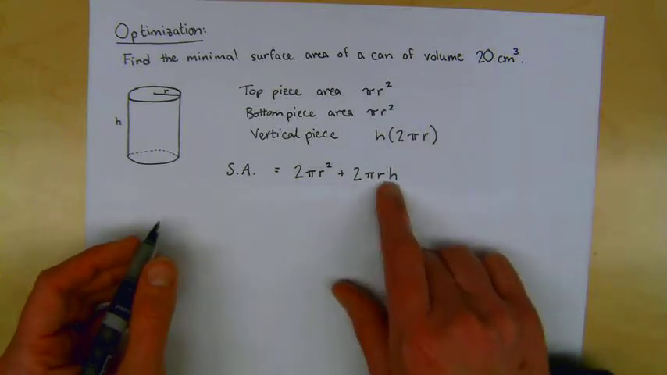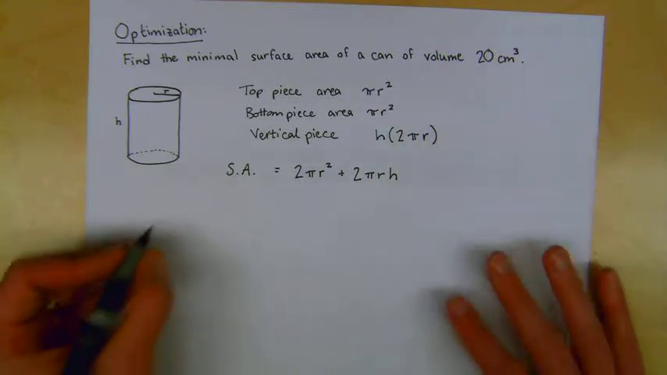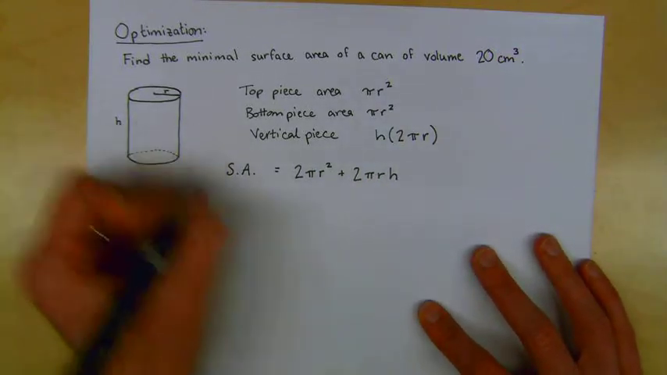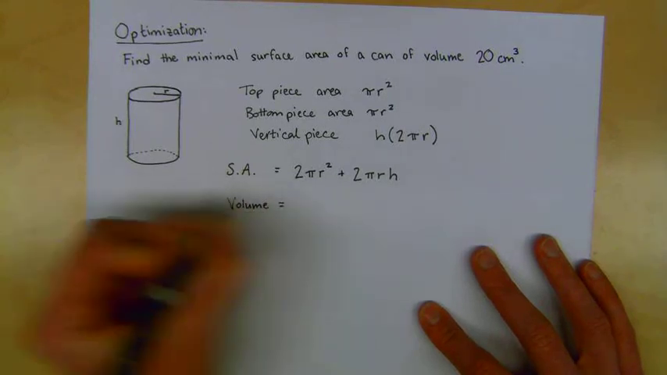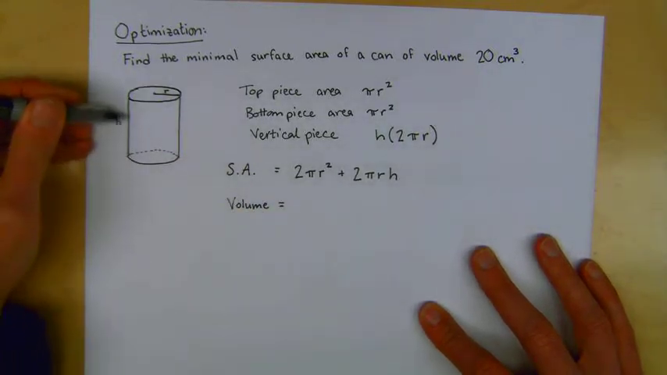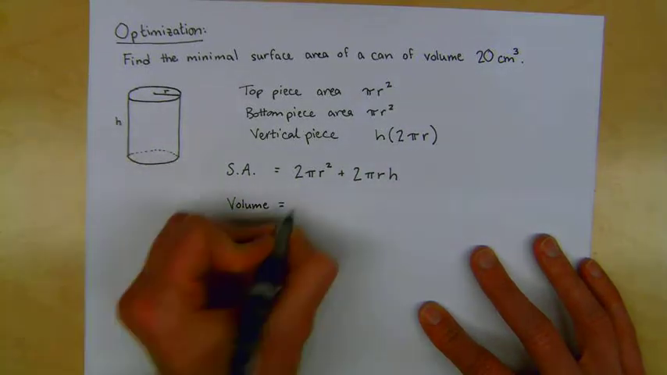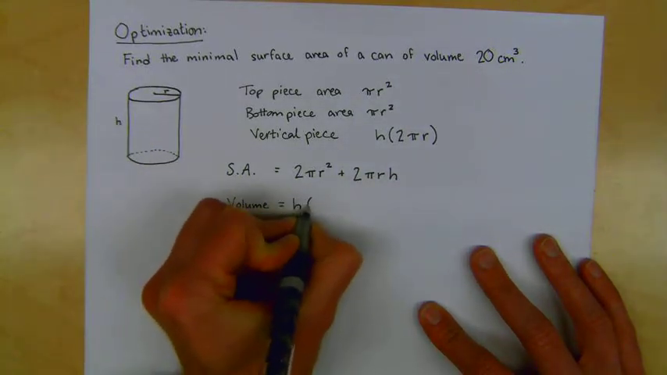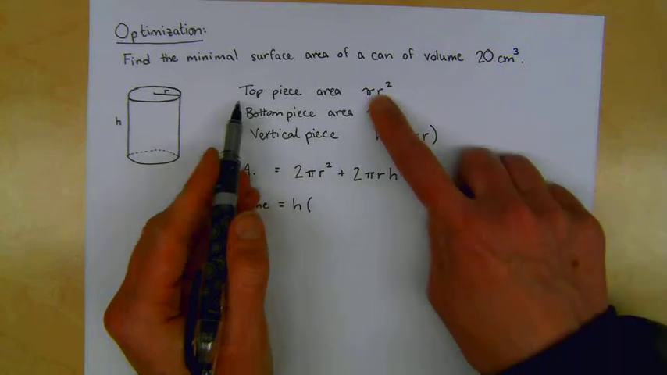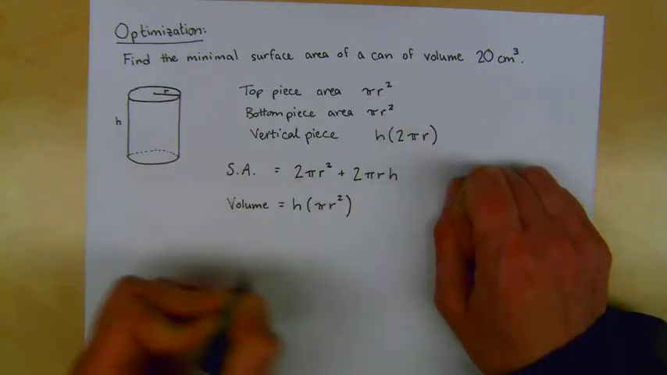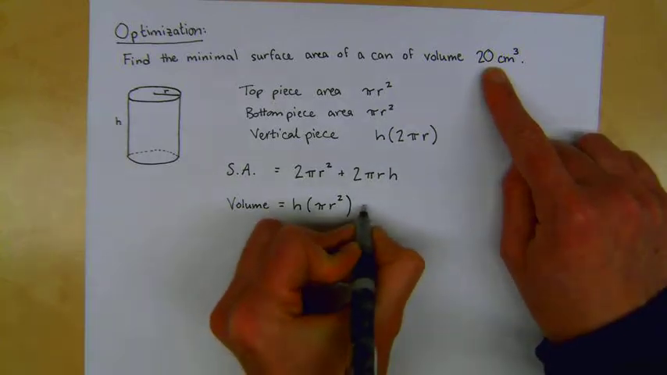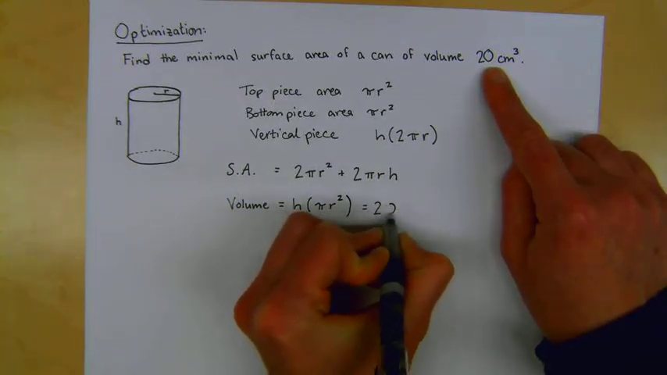Because this is the vertical piece, we have this added information. What is the volume of a cylinder? The volume of this cylinder is going to be the height times the area of the base. Height times, what's the area of the base? It's pi r squared. And we're fixing that exactly equal to 20 cubic centimeters.